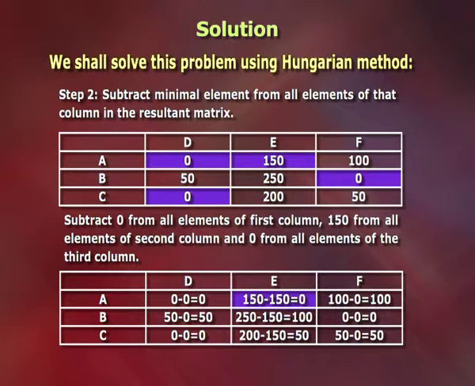Second column now, we have to subtract 150. So 150 minus 150 is 0, 250 minus 150 is 100, 200 minus 150 is 50. And the last column, we have to subtract 0. So 100 minus 0 is 100, 0 minus 0 is 0, 50 minus 0 is 50.